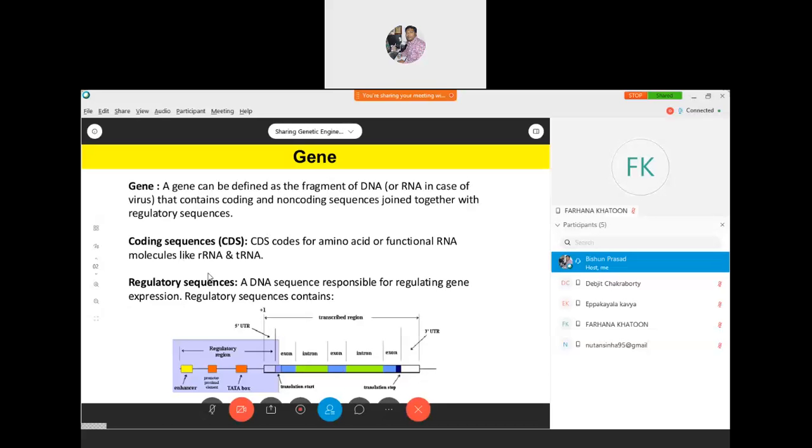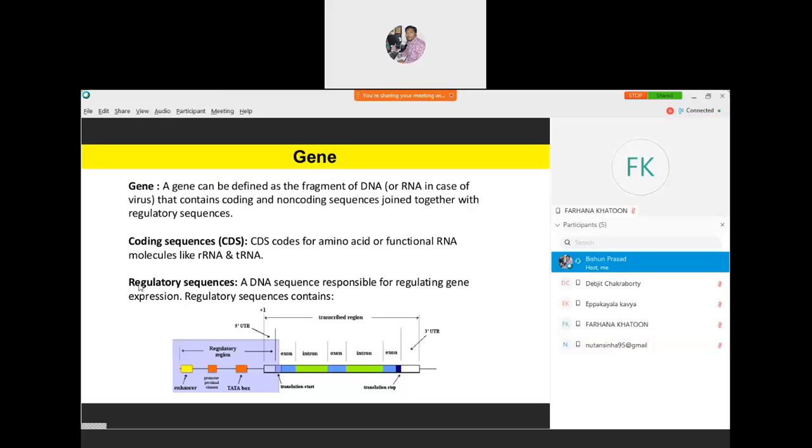Protein sequences will code for either amino acids or functional RNA, whereas regulatory sequences will regulate the expression of genes. If there are no regulatory sequences, then even if you have the protein sequences, it will not express. So both these sequences are important. See, for example, suppose we have a brain and we have a hand. The hand is only functional when our brain gives the signal. If there is a problem in the brain, our hands or some other body part may not function as we want. Similarly, a gene or protein sequence will only be functional when regulatory sequences regulate its expression.